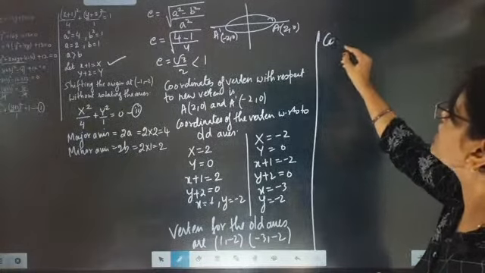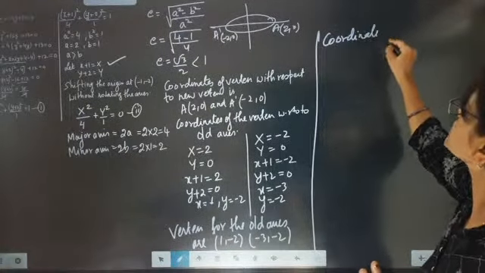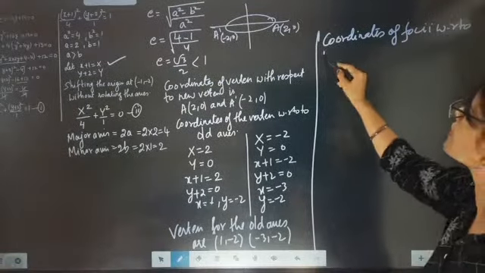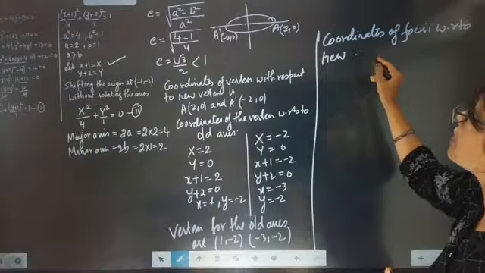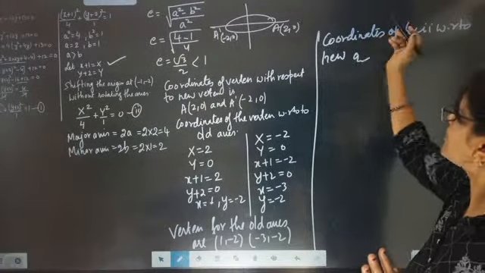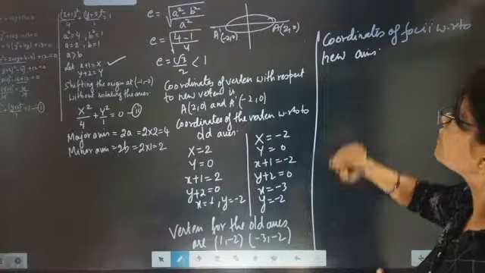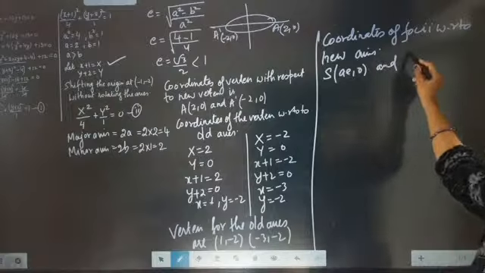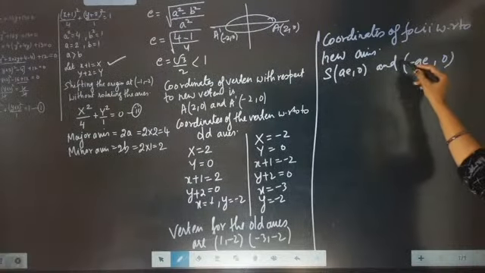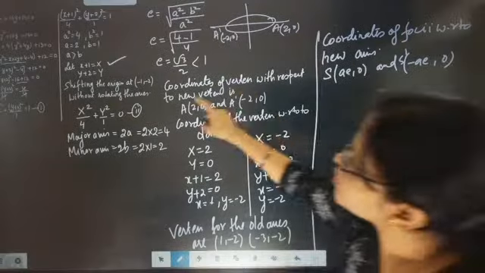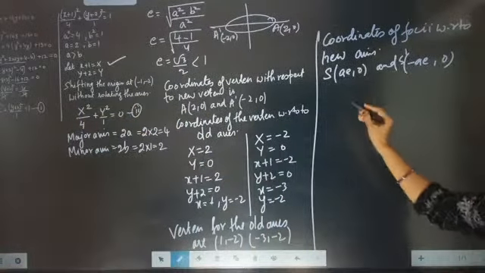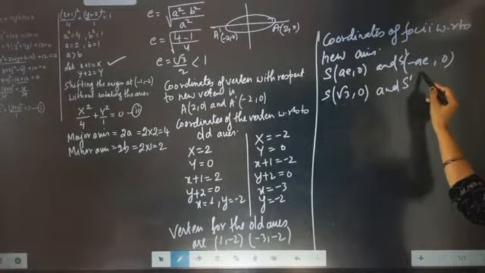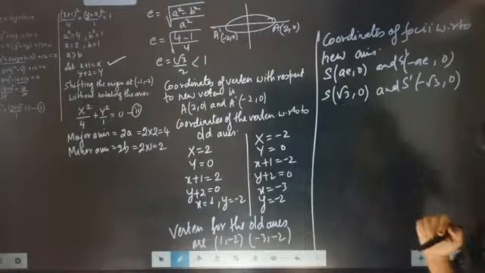So coordinates of foci with respect to new axis will be written as, what, beta? AE comma 0 and minus AE comma 0, that is S dash. So now AE is what? A is 2, E is root 3 by 2. So it is going to come as root 3 comma 0 and S dash will be minus root 3 comma 0. We got till this much.